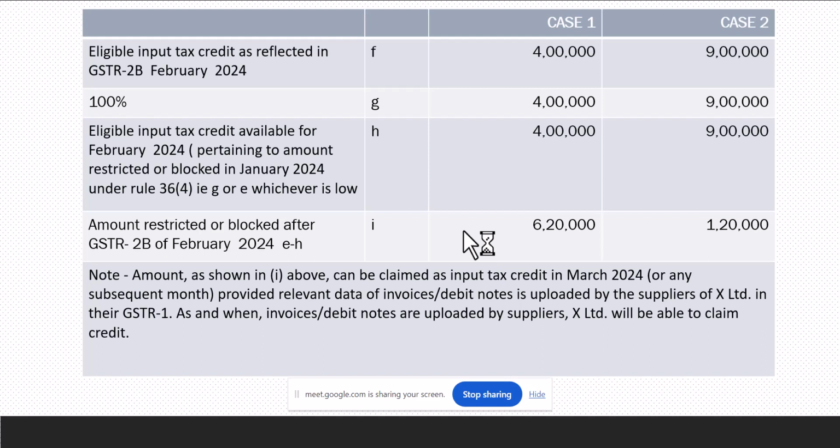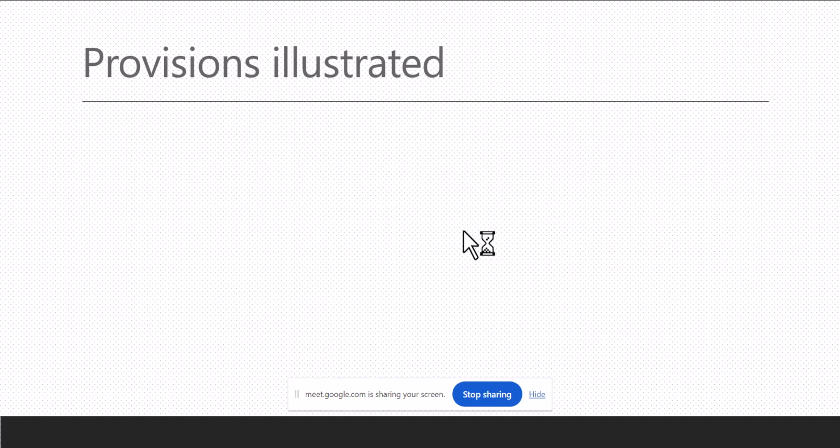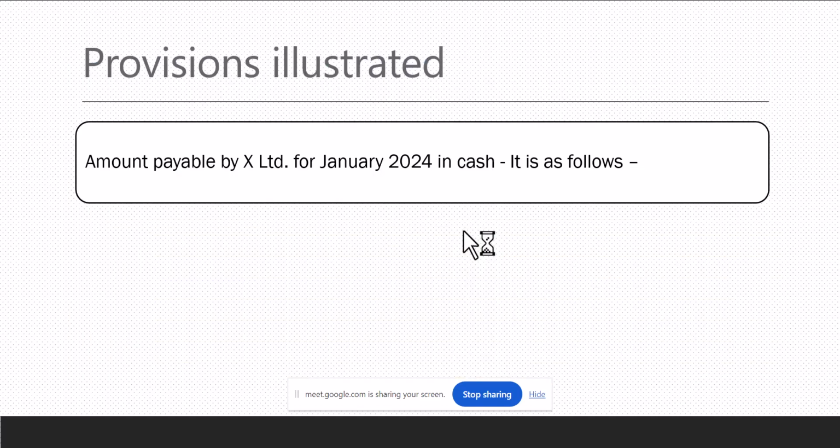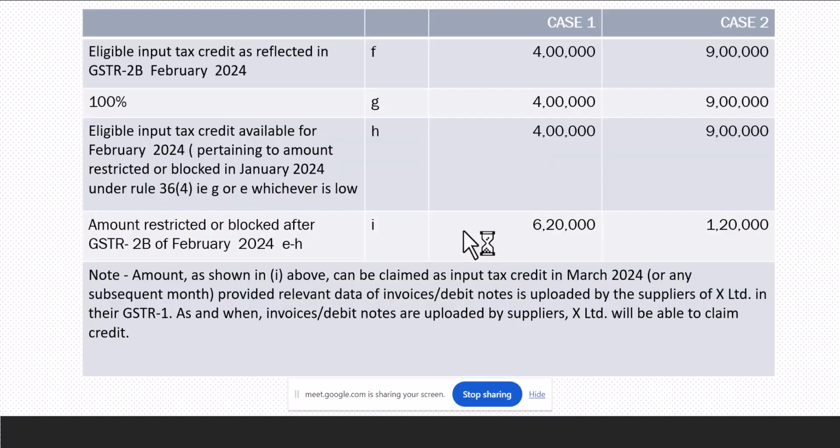ओके. इसका मतलब क्या था, ये देखो यहां पर 10 लाख था, यहाँ 10,20,000 था सिचुएशन 1 में. अब सिचुएशन 1 को ही देखते हैं. अगर हम सिचुएशन 1 में क्या हुआ कि 4 लाख का बिल आ गया 2B में रिफ्लेक्ट कर गया. ओके. तो अब 4 लाख उसको मिल जाएगा, 6,20,000 अभी भी ब्लॉक रहेगा. अगर सपोज वो 9 लाख होता तो 1,20,000 ब्लॉक में रहता. इसका मतलब ये है. लास्ट नोट पढ़ो.